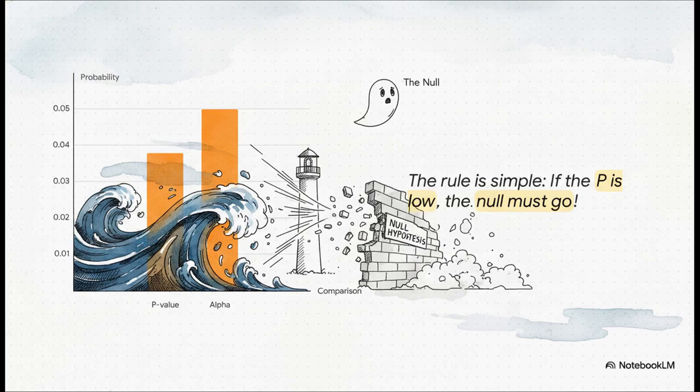This chart makes that p-value decision crystal clear. The p-value, which is the probability of our evidence, is that smaller bar. Alpha, our threshold for what we consider unlikely, is the taller bar. There's a famous little saying in every stats class: if the p is low, the null must go. Well, our p-value is definitely lower than our alpha, so that null hypothesis has got to go.